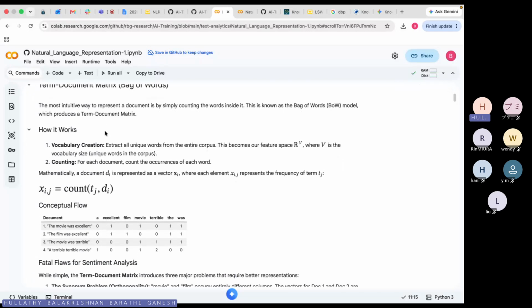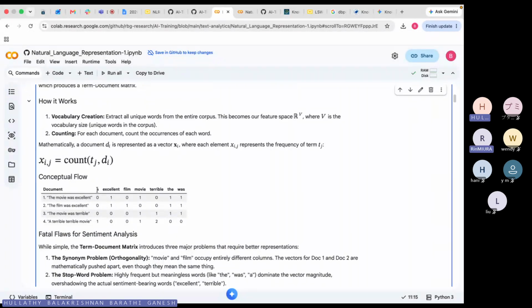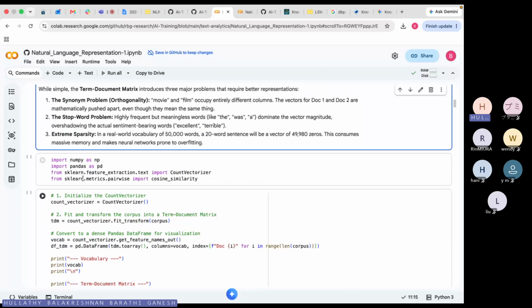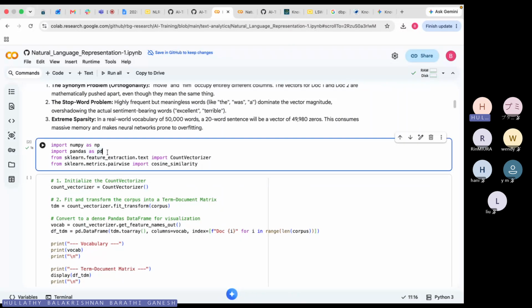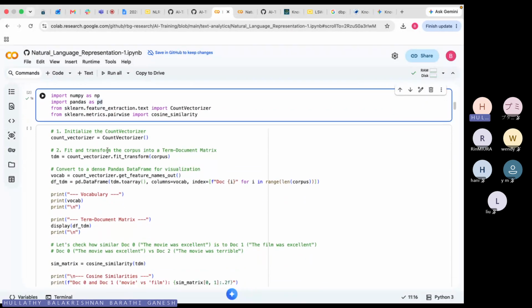Conceptually, what we do is first formulate a vocabulary, and then count how many times a specific word is there in a specific sentence. To do that, I'm going to use a CountVectorizer from the scikit-learn library, and NumPy and pandas for the matrix computation and data frame visualization. So we are importing libraries. Since these are default ones, I'm not installing them. We can directly use them.